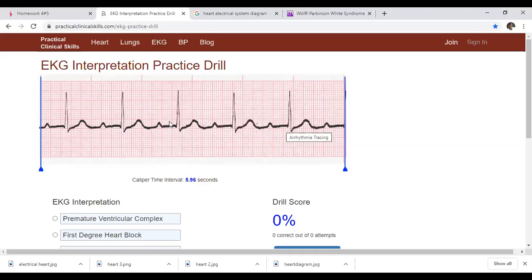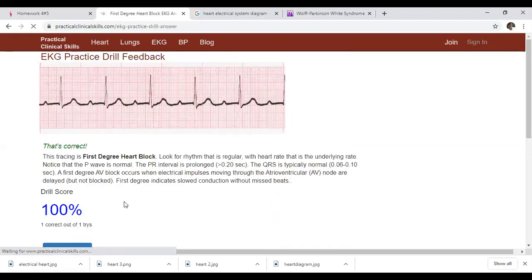So what did I say it was? What kind of block is it when it looks normal, but the PR interval is a little longer all the way through? That's it. Now you're cooking with gas. It looks normal, but you see that the PR interval is wider than it should be, right? The PR interval should be no more than 5 small boxes. Look at that. The PR interval is prolonged.